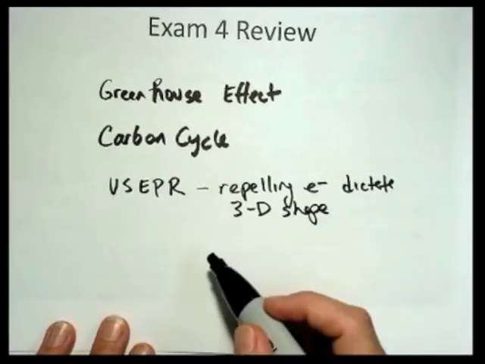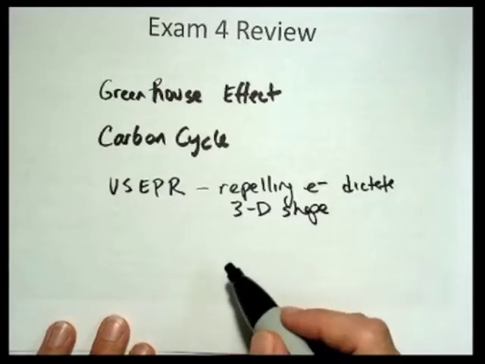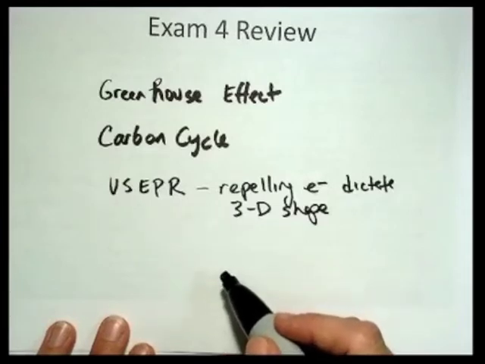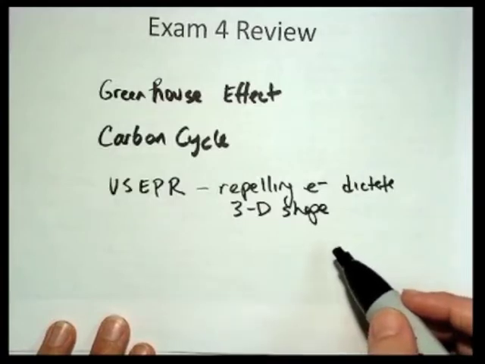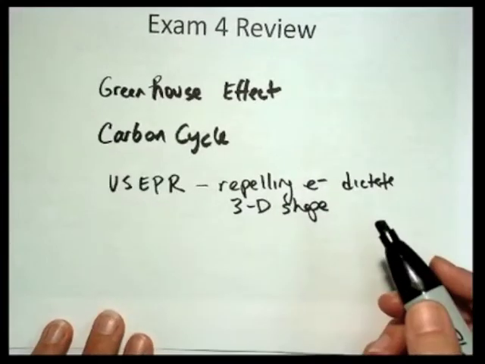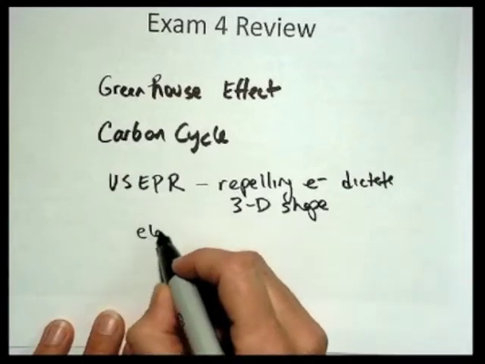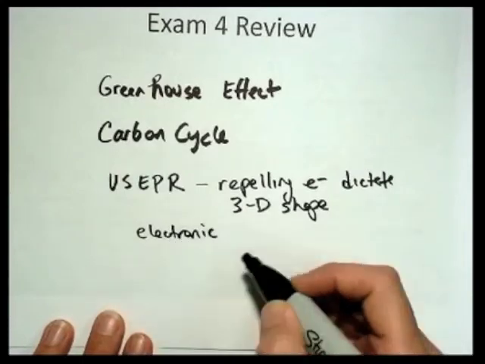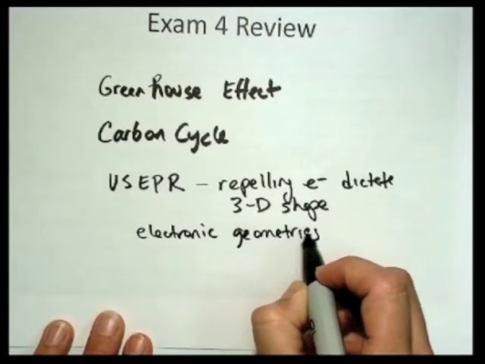linear, trigonal planar, tetrahedral. When you have trigonal planar electronic geometry, you could also have bent if you have one non-bonding pair of electrons. And in the case of tetrahedral, you can have trigonal pyramidal or bent, depending on if you have one or two non-bonding pairs of electrons. All right, so you have to understand the concept behind VSEPR. You have to remember the names of the basic electronic geometries, or regions, domains of electron density, and then how those map onto the molecular geometries.